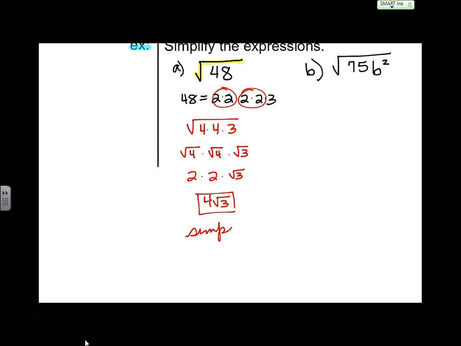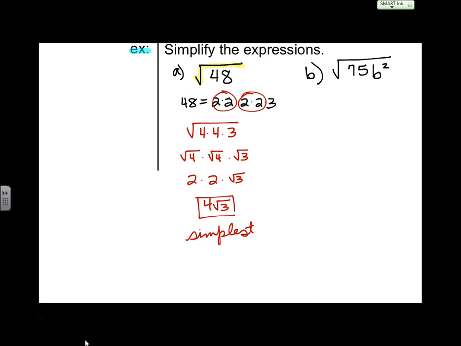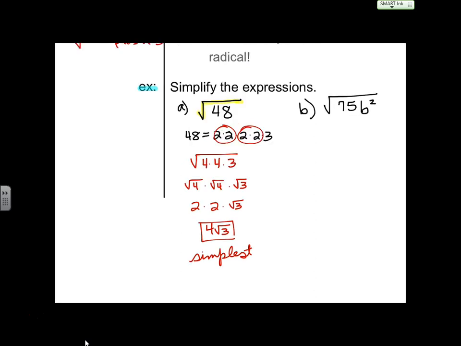Simplest. That's the simplest form, so we stop. Now some of you are like, well, I don't know the simplest form. Well, hold on, let's do one more example, and then we'll talk about the simplest form. What do you guys think I'm going to do on this guy?